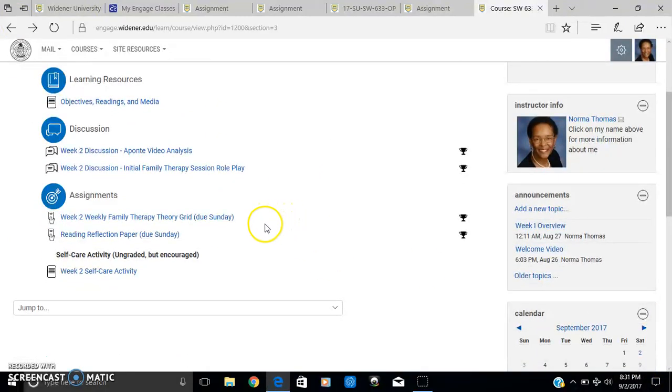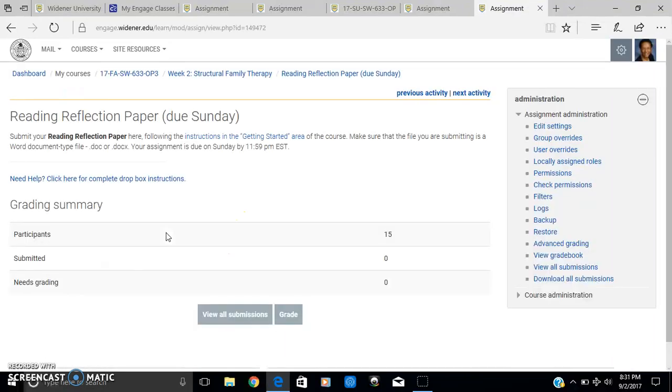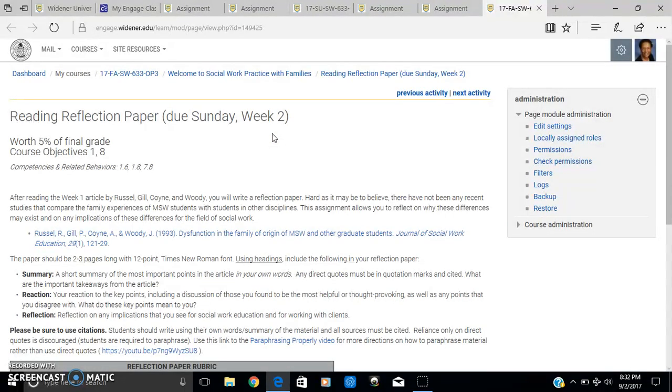The first is to add to your family therapy theory grid. This time you're answering the questions on structural family therapy. And then to complete a reflection paper that is due by Sunday. And you can find the directions for that paper in the Getting Started section. Make sure that you refer back to this article, which was assigned in week 1.